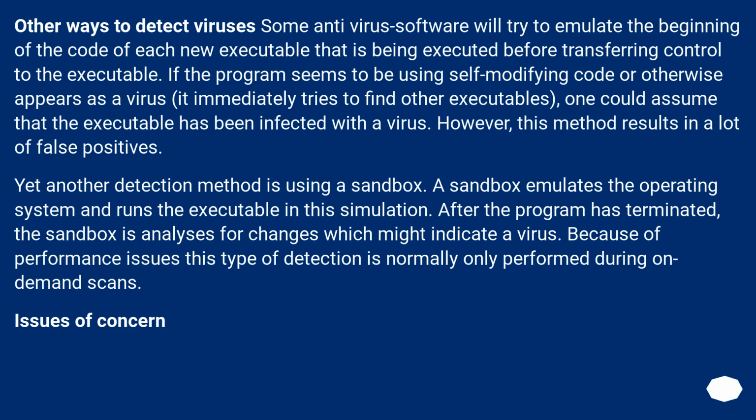Other ways to detect viruses. Some antivirus software will try to emulate the beginning of the code of each new executable that is being executed before transferring control to the executable. If the program seems to be using self-modifying code or otherwise appears as a virus, it immediately tries to find other executables. One could assume that the executable has been infected with a virus. However, this method results in a lot of false positives.